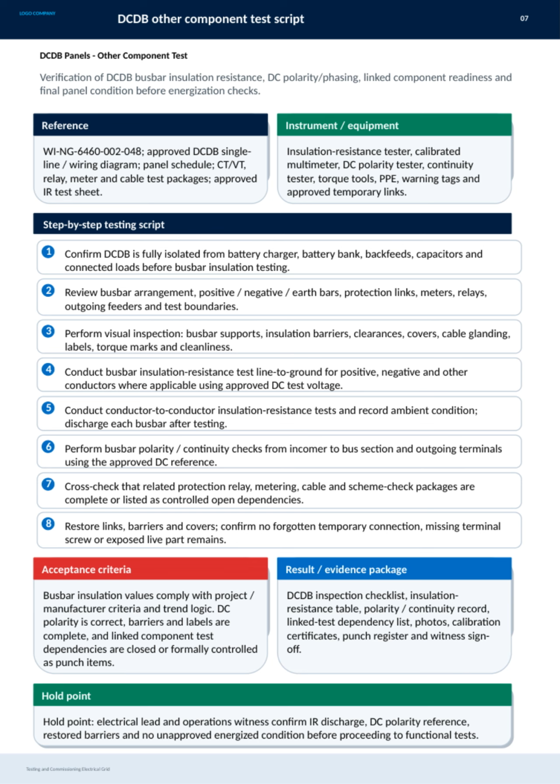At the hold point, electrical leads and operations witnesses must confirm insulation resistance discharge, DC polarity reference, restored barriers, and the absence of any unapproved energized conditions before proceeding to functional tests. This rigorous process ensures safety and reliability before energizing the panels.